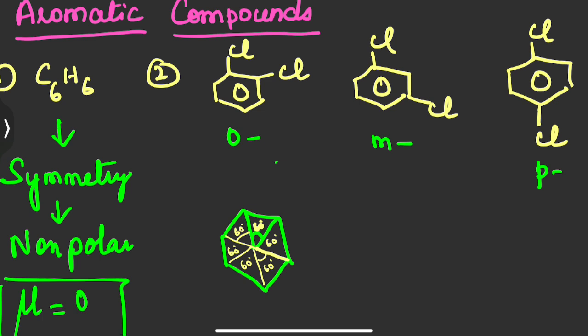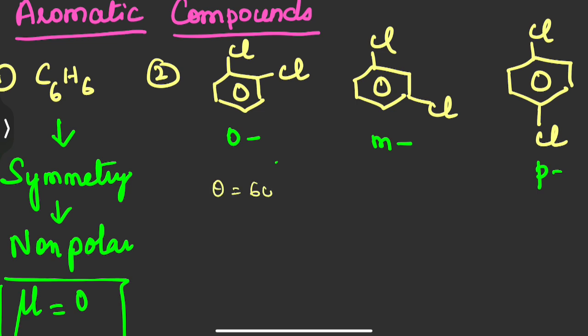Now here you can see, from here to here it is 60 degree. So the bond angle is 60 degree between the two chlorine atoms attached to this carbon. If you see their bond angle, it is equal to 60 degree. So I'll write here, theta is equal to 60 degree. Their bond angle is 60 degree.